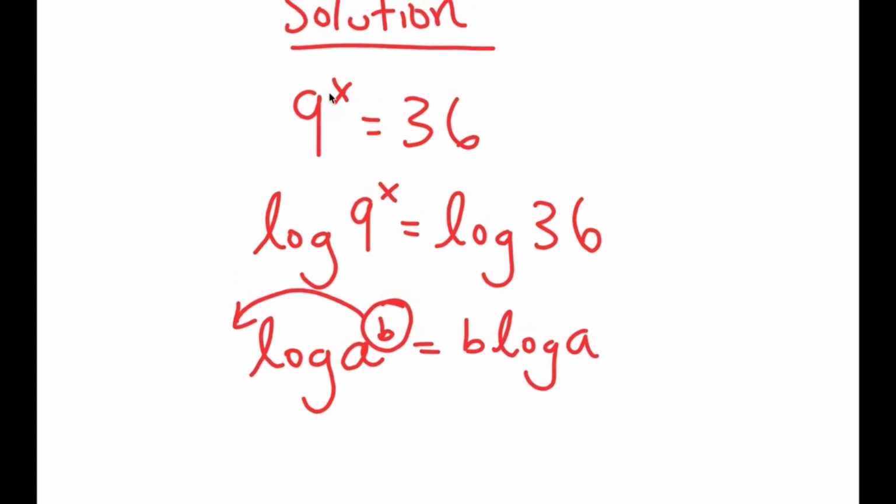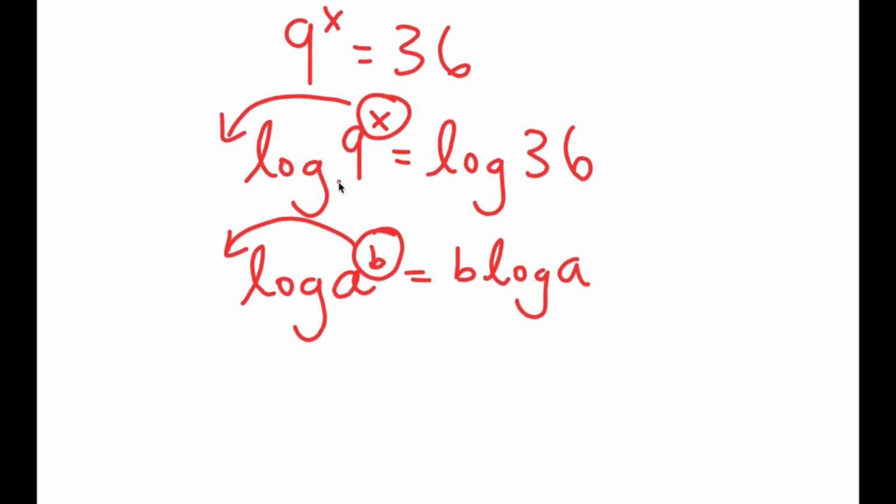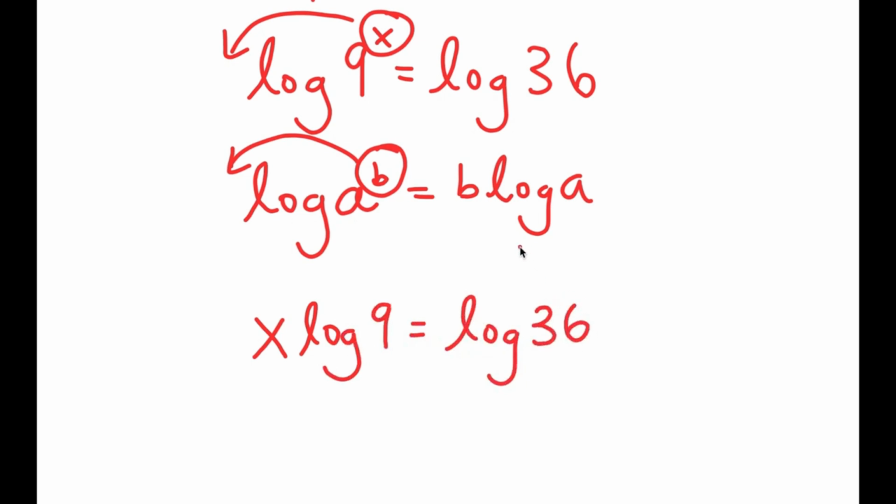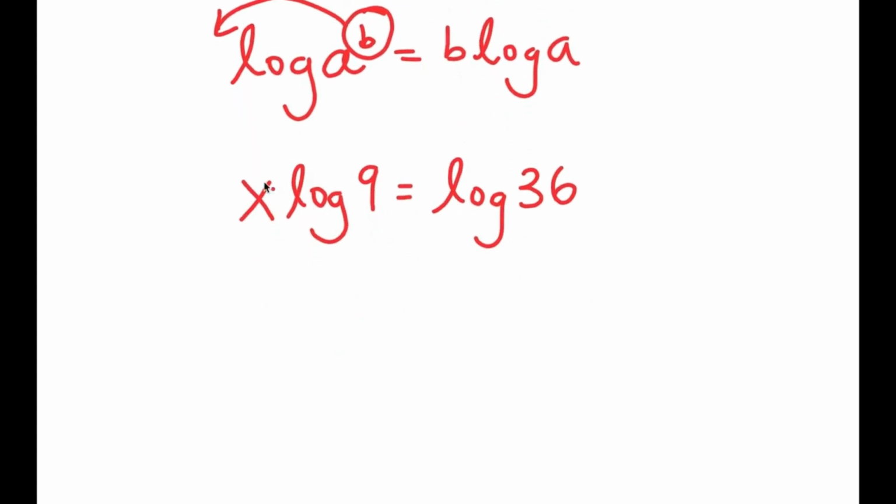So before, x was an exponent, and it's almost impossible to solve the equation just in that form. But now we can move x to the front, and now it's much easier to solve for x. So now I get x times log 9 is equal to log 36. And now, obviously, we want to isolate x, so I'm going to divide both sides by log 9.